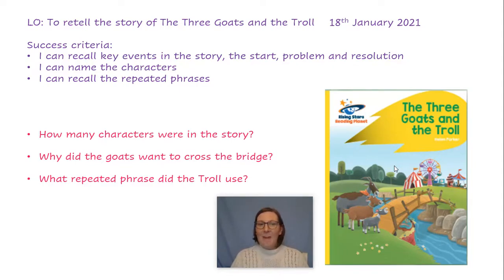Welcome back. Can you remember? Well, there were 4 characters in the story. The troll, the little goat, the medium-sized goat, and the big goat. There were 4. And why did the goats want to cross the bridge? Well, they wanted to go to the fair, didn't they? They were looking longingly at that fairground. And what repeated phrase did the troll use? He kept saying, "Oi, you cannot cross my river." Do you remember that? We're going to need to remember those key facts later on in our lesson.